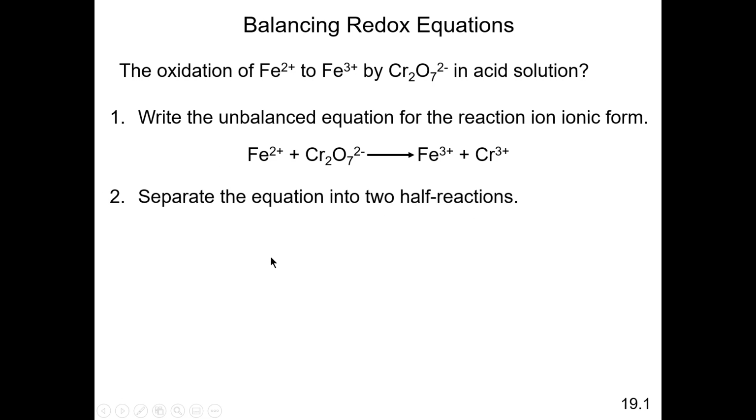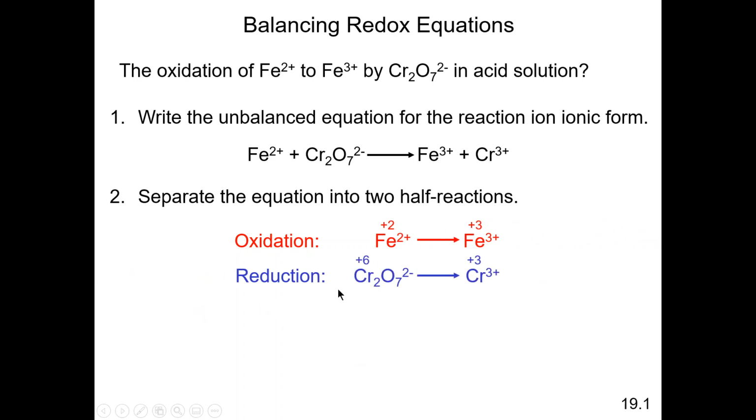The next step is that you separate this unbalanced equation into two half equations. So the first half would be the oxidation, which would be the conversion of the Fe2 plus to the Fe3 plus. The second half would be the reduction, where you convert the dichromate ion to the chromium 3 plus ion.